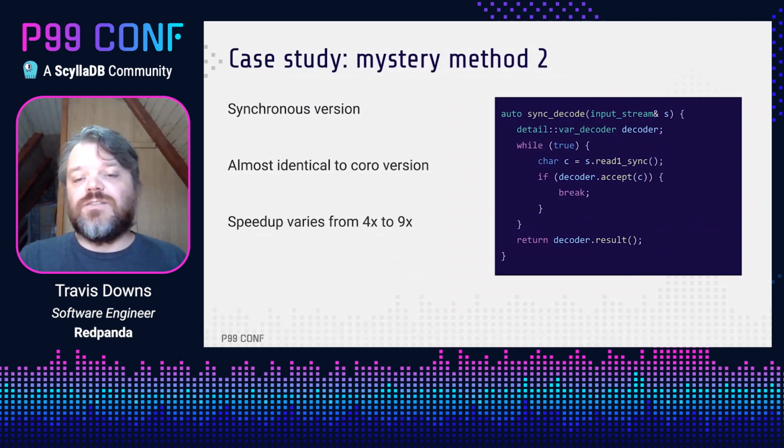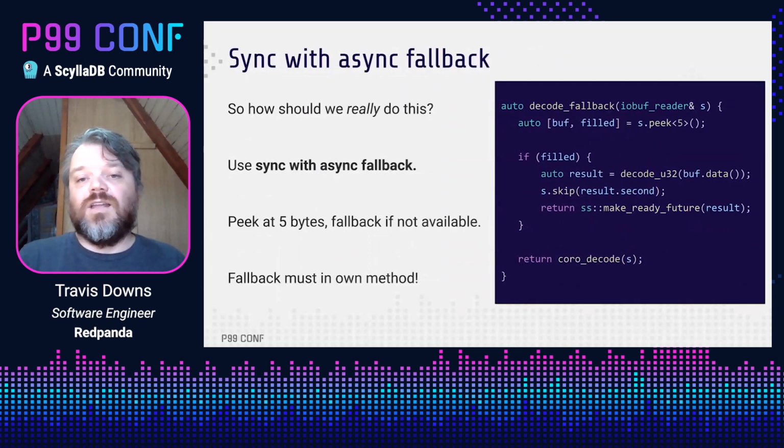The other mystery method is just a synchronous version. So I just removed the co-await, removed the co-return, replaced it with return, and it forms a baseline. So you can see that it's much faster, 4 to 9x, but we can't really use it because in reality, the input stream read method can't be synchronous because it may sometimes block. But I've included it here as a point of comparison.